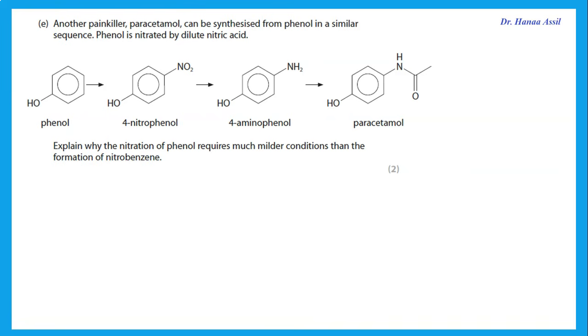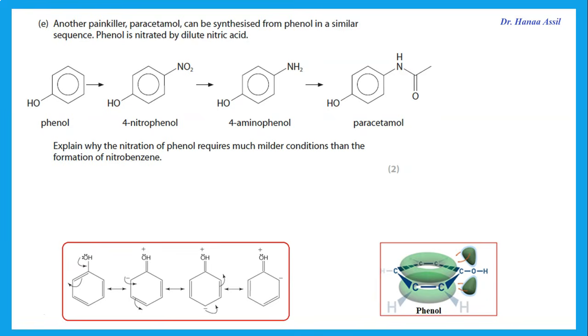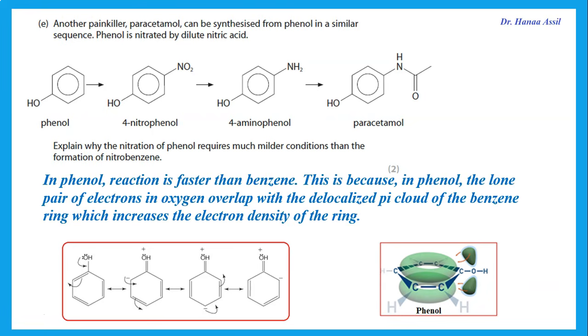So when we were trying to add nitro group to the benzene ring, we said we're going to react it with concentrated nitric and concentrated sulfuric. But for phenol, we only need to react it with dilute nitric acid. This is because, of course, the phenol is more reactive than benzene, because in the phenol, the lone pair of electrons on the oxygen overlap with the delocalized pi cloud of the benzene ring, and this increases the electron density of the ring, so it is more likely to do electrophilic addition.